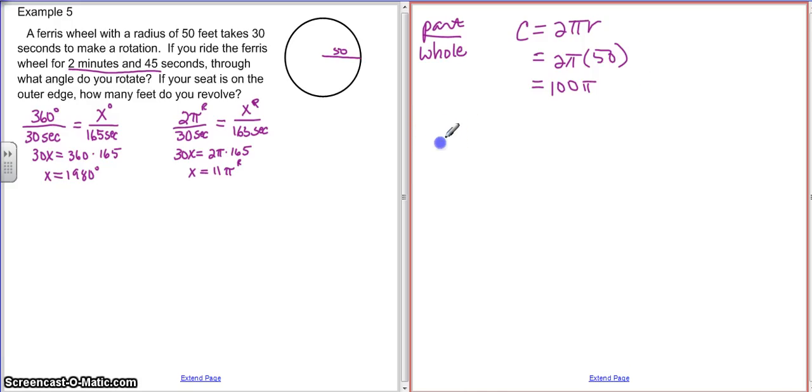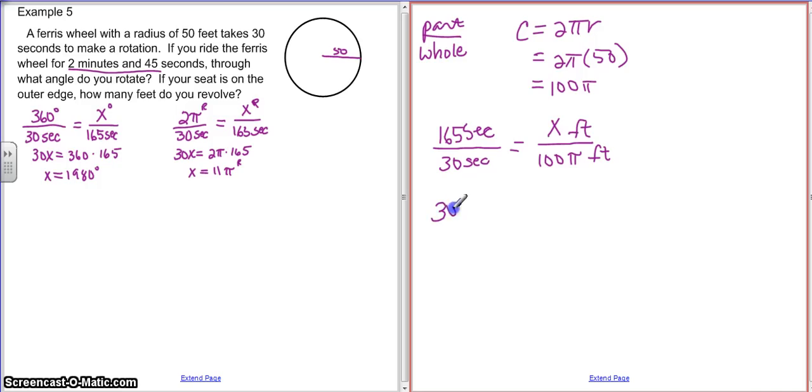So the part is the 165 seconds, which sounds kind of weird because the part is actually going to be more than what the whole is. The whole means just all the way around the circle, and that would take me 30 seconds. So that's equal to the part in feet that I'm traveling over all the way around the circle, 100 pi feet.